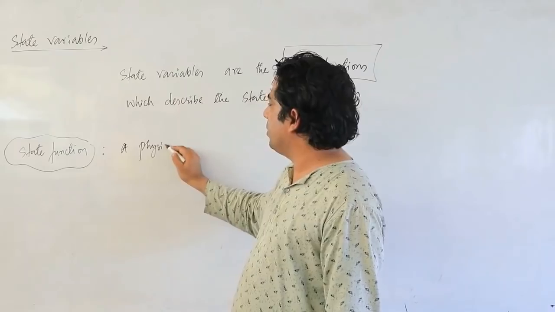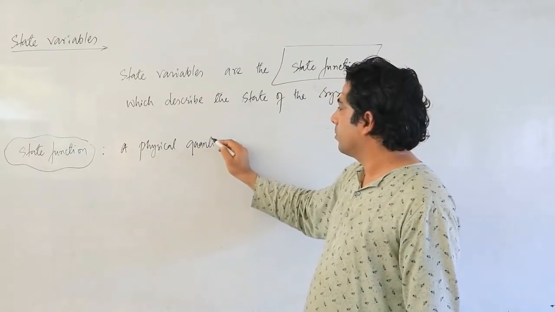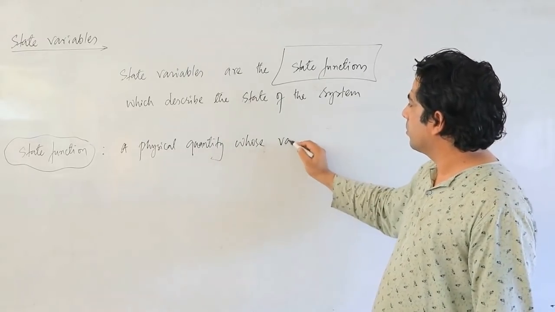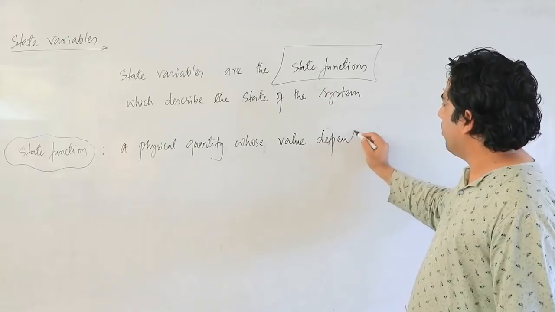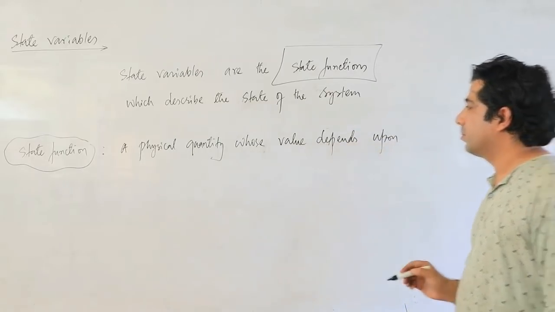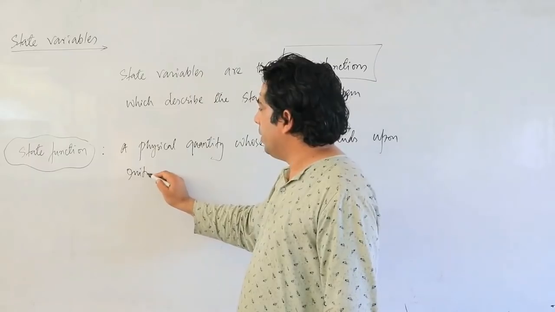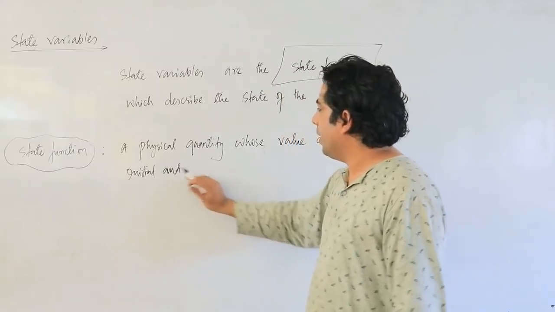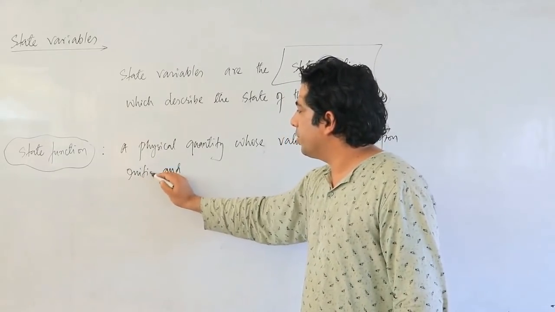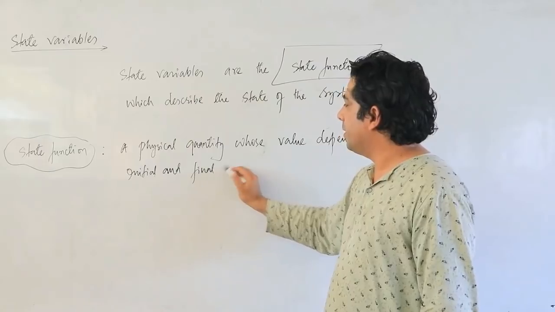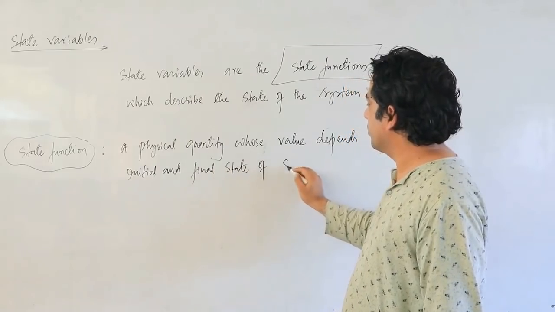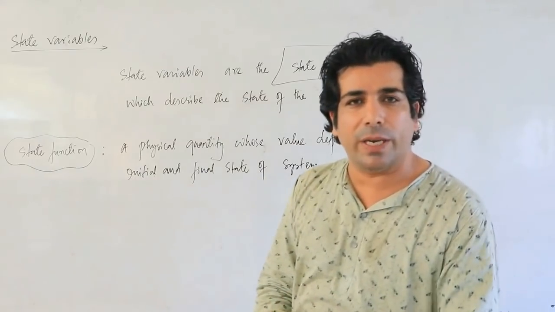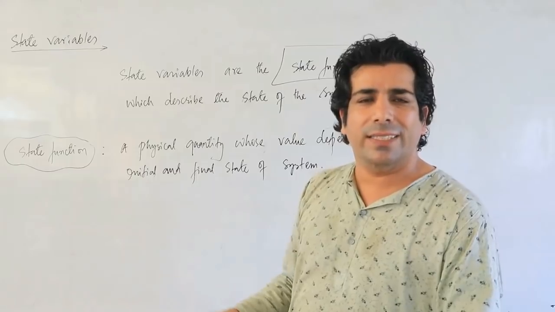A physical quantity whose value depends upon the initial and final state of the system. Initial and final state of a system. Very simple, a physical quantity whose value depends upon the initial and final state of a system.